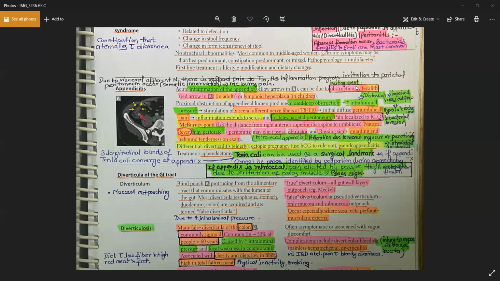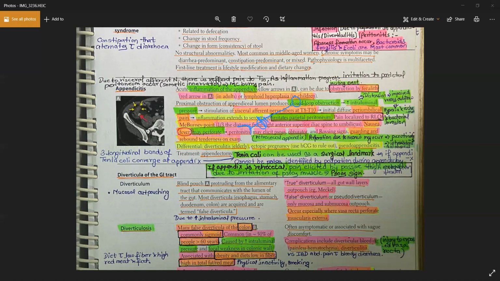If I annotate it, this is your umbilicus, right? This is your anterior superior iliac spine, okay. So it's 1/3 the distance from here, okay, and 2/3 the distance from here. This is the McBurney point where you will get a very localized pain whenever the peritoneum is involved.